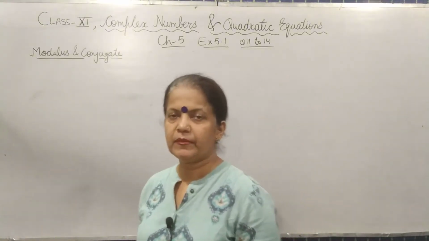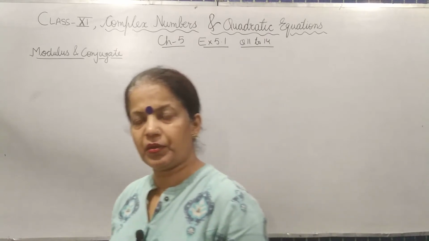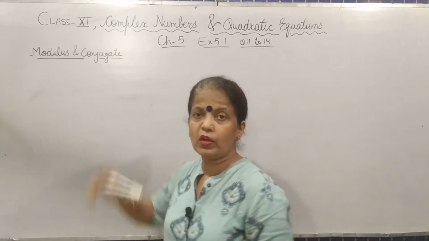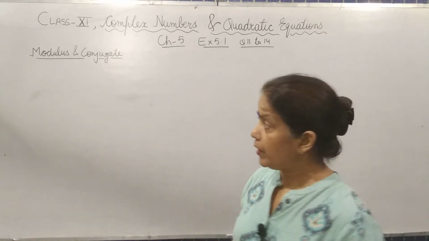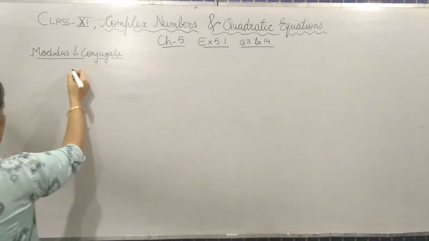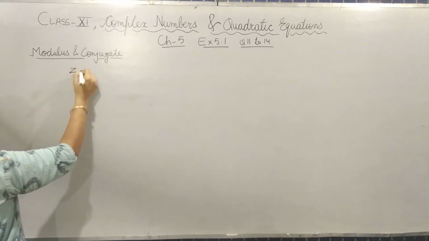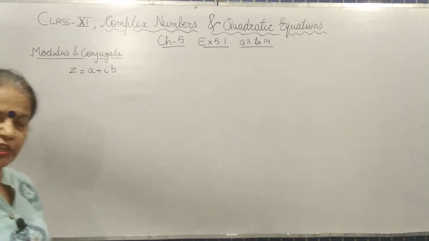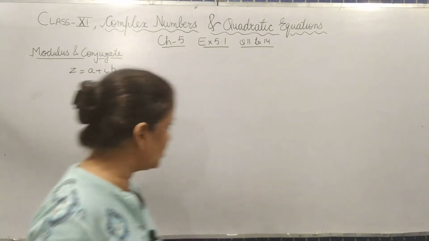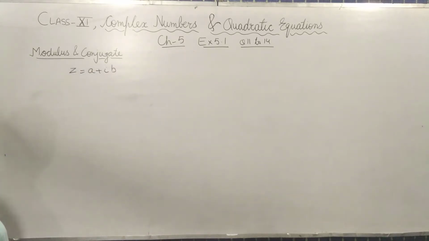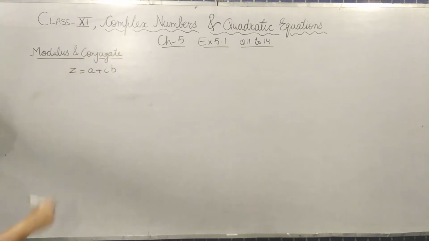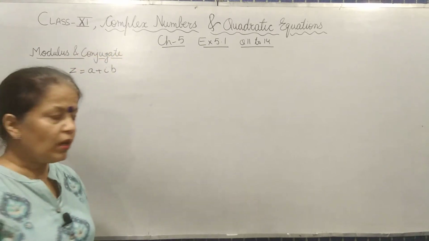Welcome back. Before we take the next questions from this exercise, we will talk about modulus and conjugate. Suppose that the complex number is z equal a plus iota b. This is the general complex number, which is written in the form of real and imaginary part. Then we write its conjugate and modulus.